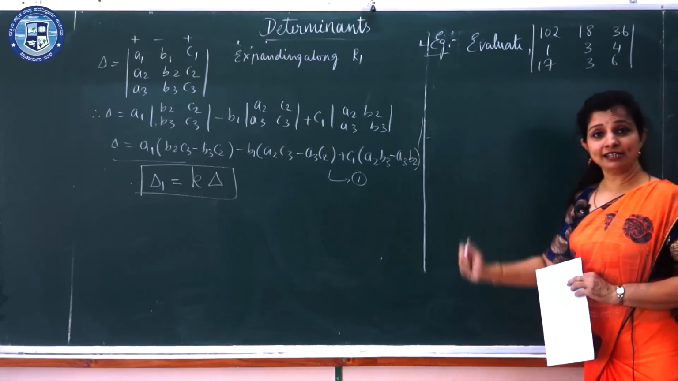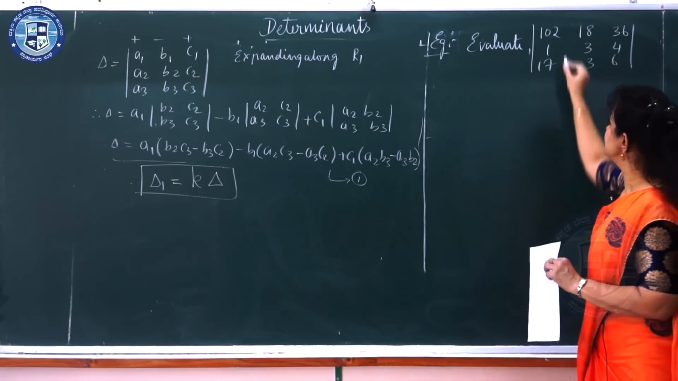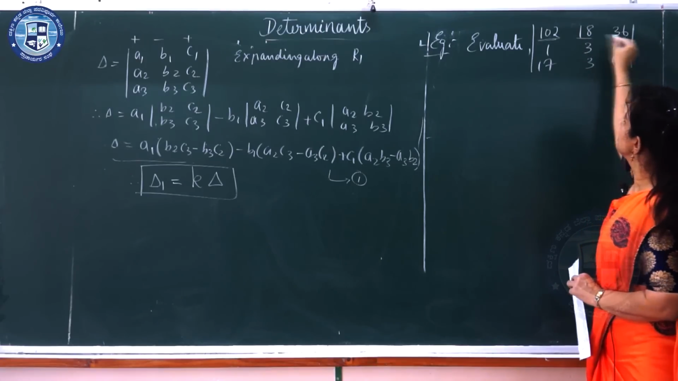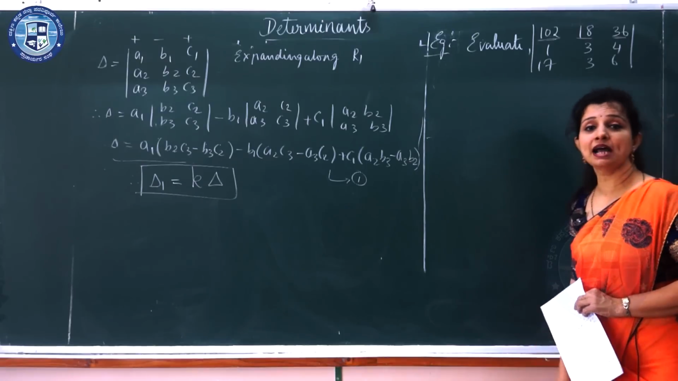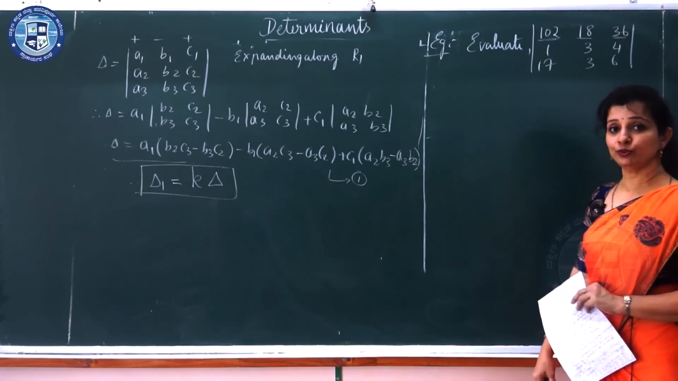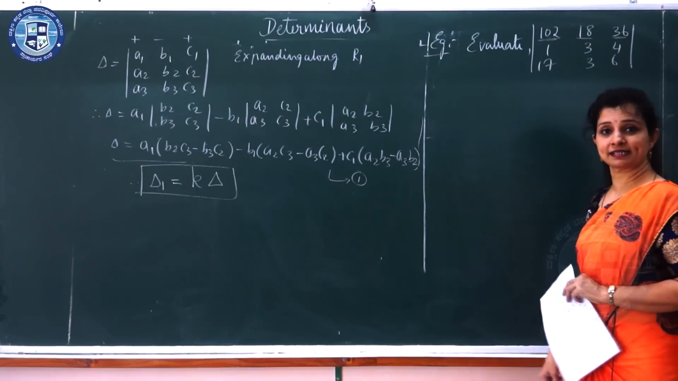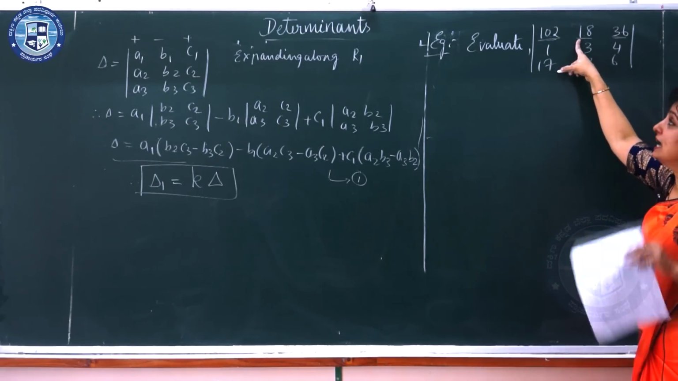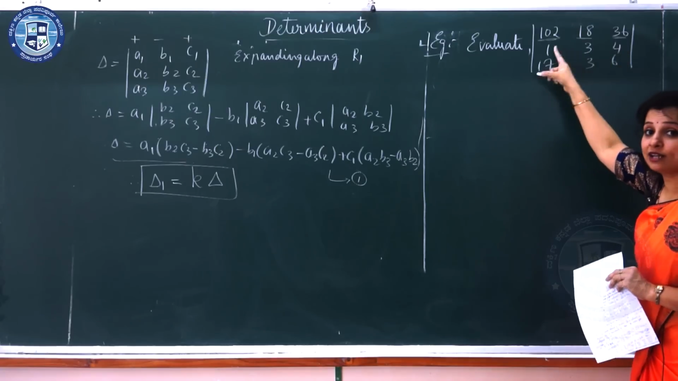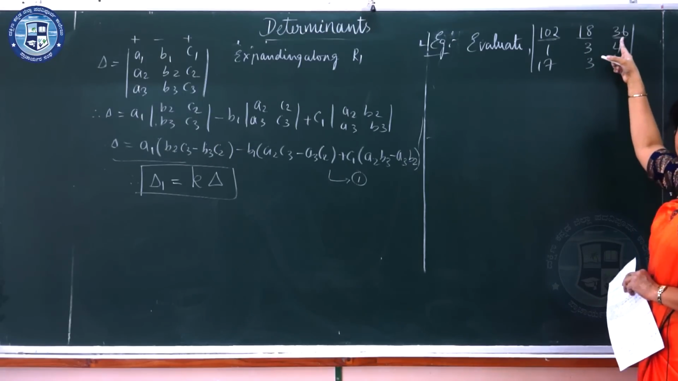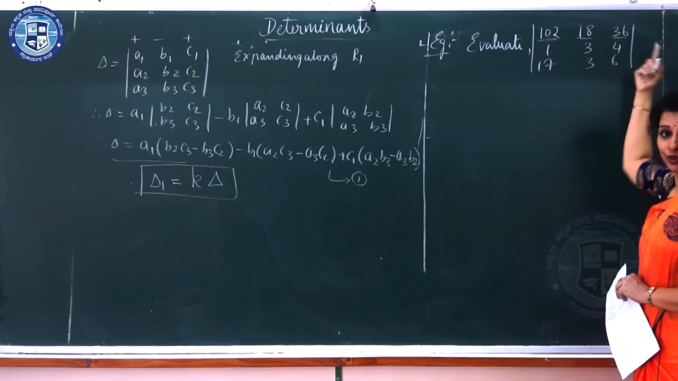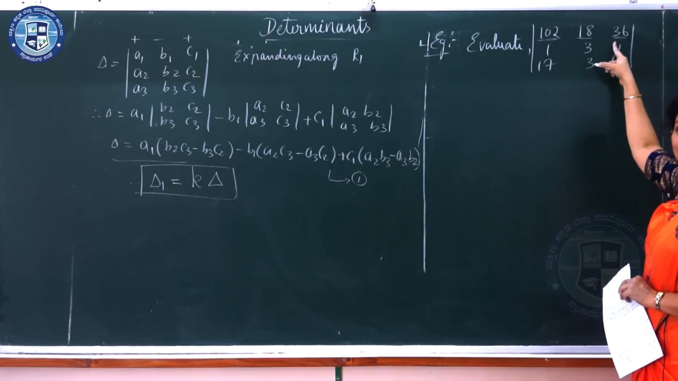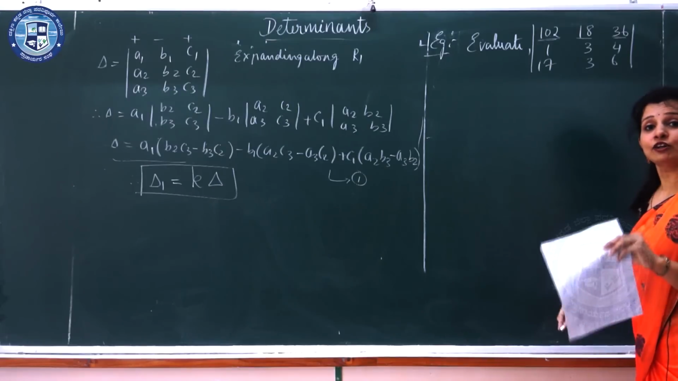We will try to get the factors of each element of any row. These numbers look larger, 102. If you get the factors of 102, it is actually 17 into 6. The next number is 18, you can write it as 3 into 6. So 6 is a common factor, and 36 can be written as 6 into 6. So 6 is the common factor in all the elements of the first row.